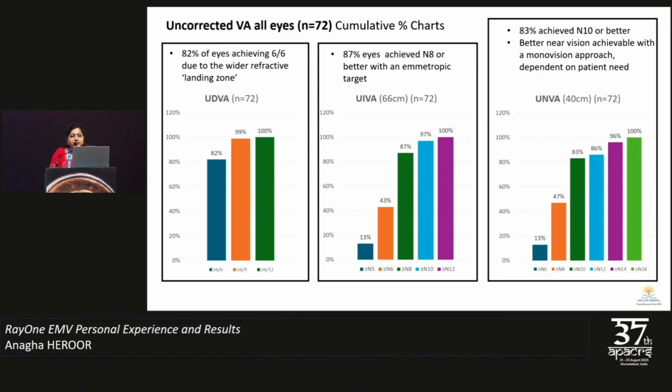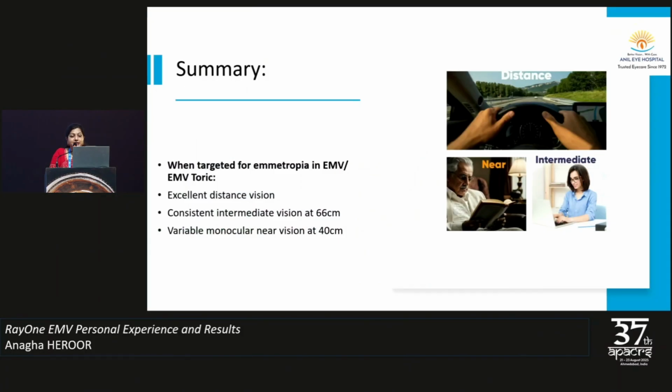If you look at the uncorrected visual acuity, 87% of them for intermediate vision were N8 or better, and 83% of them achieved N10 or better for near. We all know that we can achieve much better near vision when we target monovision. So to summarize, when we target for emmetropia in the EMV toric, we get excellent distance vision, very consistent intermediate vision, increased basically with the binocular summation in both the eyes, and a fairly good monocular near vision, but when you use monovision, then that near vision definitely improves.